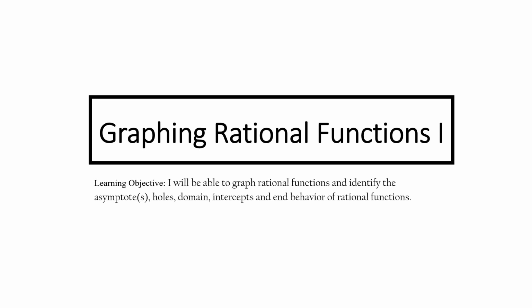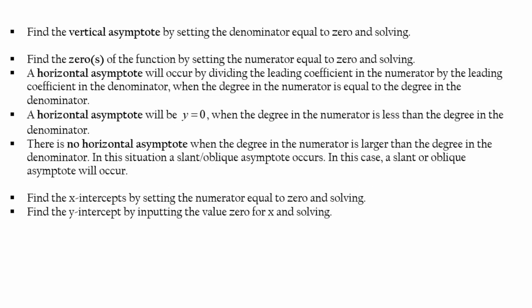Graphing rational functions. In this lesson, we will be talking about how to sketch a rough graph of rational functions and identify the vertical and horizontal asymptotes. Later on, in lessons 2 and 3 of graphing rational functions, we'll talk about slant or oblique asymptotes. Today we'll also learn about holes in graphs, how to identify them, the domain, x and y intercepts, and eventually we'll get to the end behavior of rational functions.